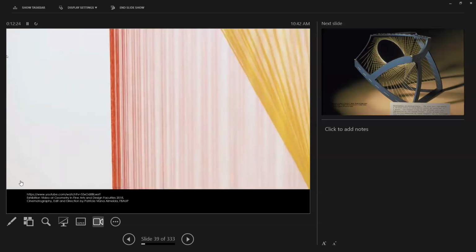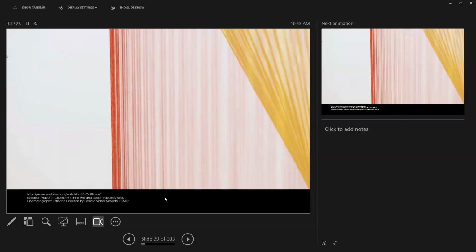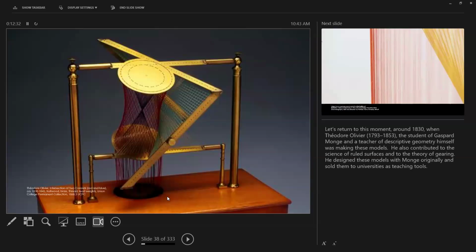There's a very beautiful video, which is included in here, which is not playing, that shows somebody playing with these models. They are all weighted with weights that go into the base, and little hanging weights, and they move. So you can explore the transformations of these geometric models.